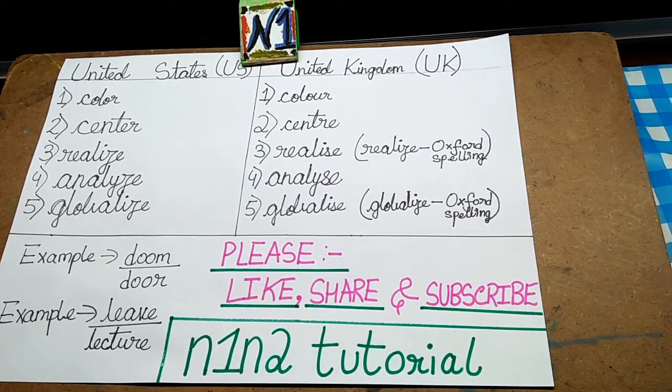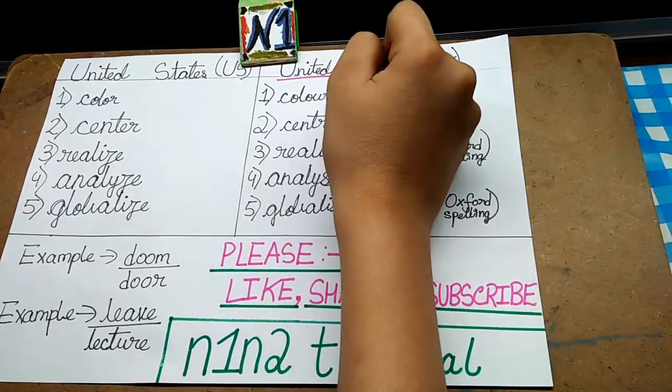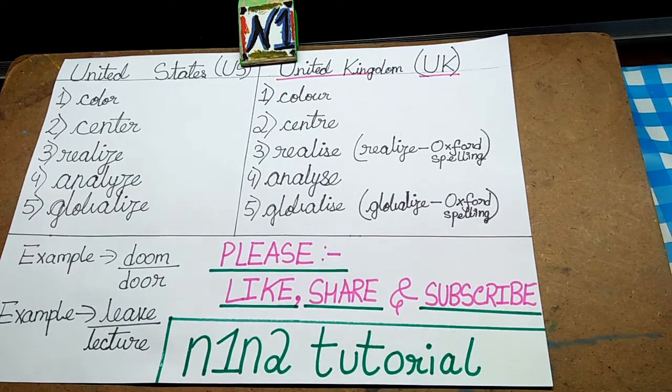So friends, for your additional information, let me tell you that there are mainly two types of English. One is American English, which is used in the United States, and the other one is British English, which is used in the UK or in the United Kingdom. So friends, without dealing further, let's get started. There are a few differences between American English and British English.